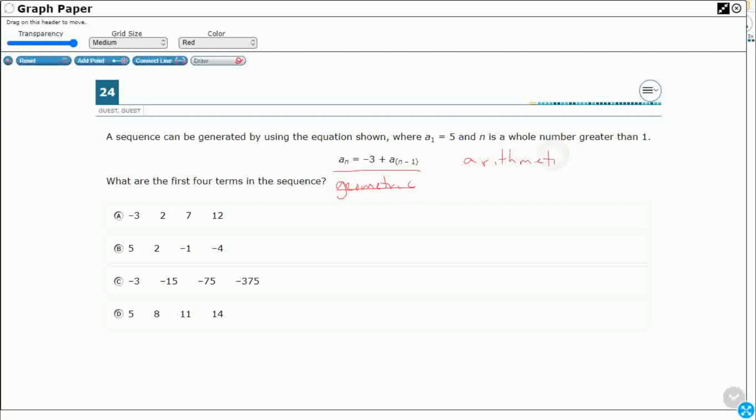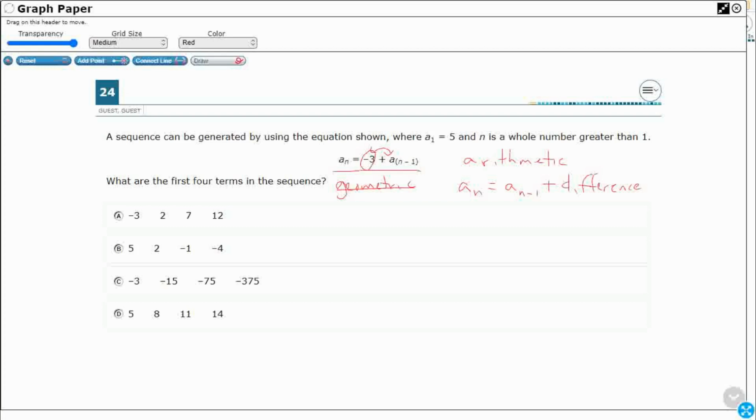Now, I know the difference because of how this is constructed. So arithmetic sequences look like this: a_n equals a_(n-1) plus d. Now they've swapped the two terms. That's fine. So this d is the difference. Each term in the sequence is going up or down by a common difference, and it's arithmetic because you're either adding or subtracting. In this case, we're going to end up subtracting, right, because it's going to be a negative 3 plus that term.